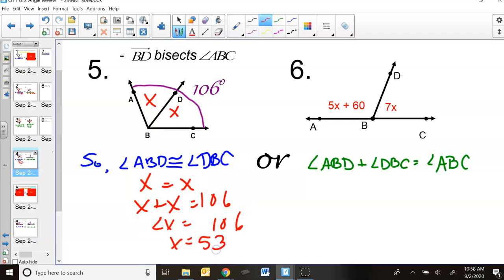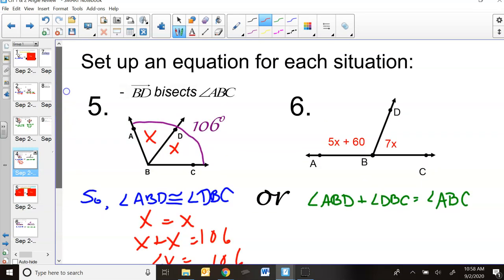Now, some of you might look at this and say, well, I didn't do that much work. No, because since these are the same, to get one of them, all you would have to do is take 106 divided by 2. Okay? Number 6. Go ahead and set up an equation for number 6. Notice that ABC is a straight angle.